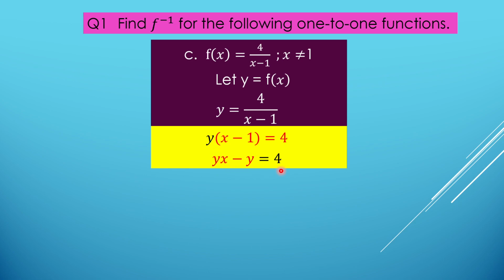Remember, we want to find x. Therefore, the negative y is irrelevant to be on the left hand side. So move it to the right hand side. Therefore, it becomes 4 plus y.